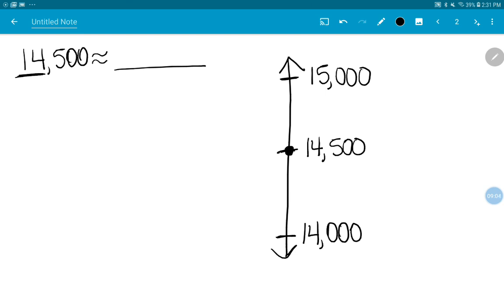So it's really not closer to either number. So what's the rule, Chloe? You go up. If it's in midpoint or higher, you go up. So 14,500 rounds to 15,000.